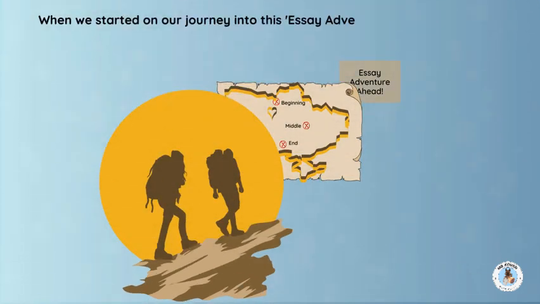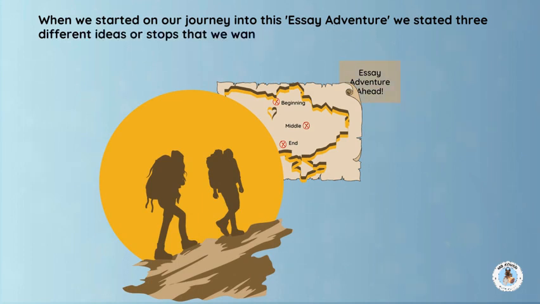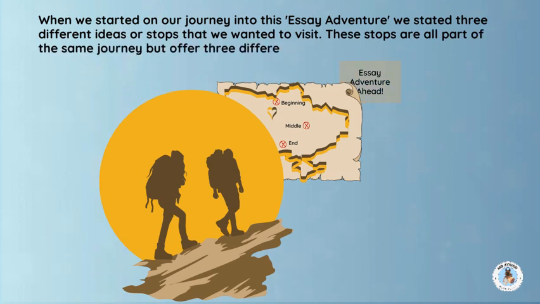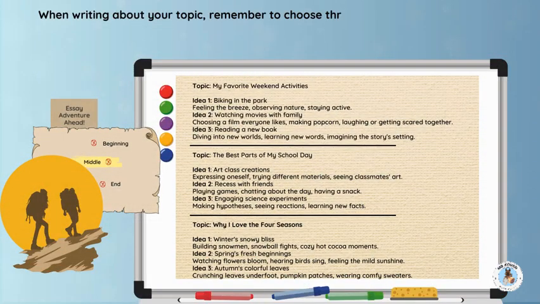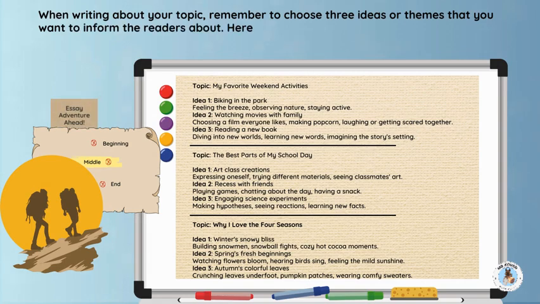When we started on our journey into this essay adventure, we stated 3 different ideas or stops that we wanted to visit. These stops are all part of the same journey, but offer 3 different parts of it. This is the body of our essay. When writing about your topic, remember to choose 3 ideas or themes that you want to inform the readers about.